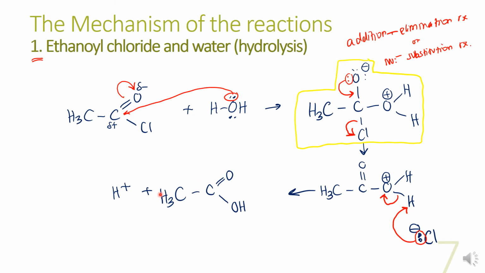As we know, we get the carboxylic acid compound, in this case ethanoic acid, and the H+ with the Cl- will combine as HCl. So here is the mechanism for the hydrolysis reaction.